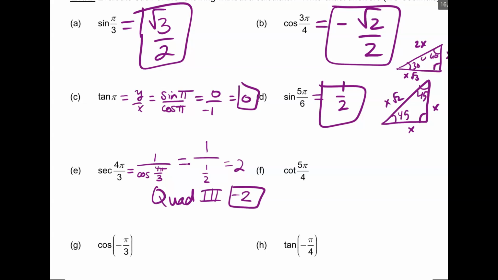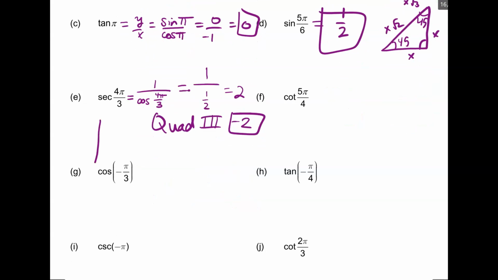How do you know it's in quadrant 3? 4 pi over 3 is further than pi, but less than 3 pi over 2. So it's further than pi. It's right here, third quadrant.